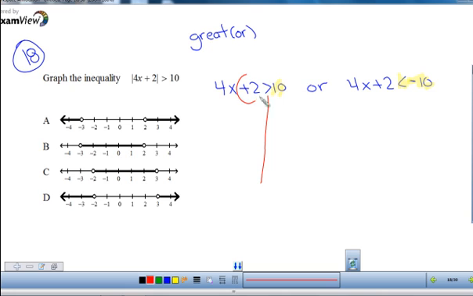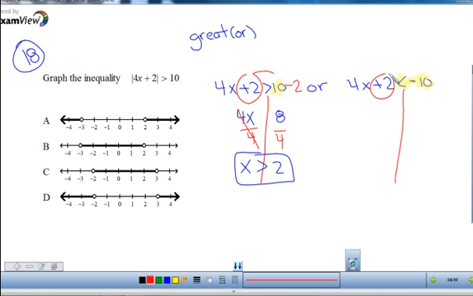So draw your line. So I'm going to subtract 2. 10 minus 2 is 8. Bring down the 4x. Divide by 4. So x is greater than 2. 8 divided by 4 is 2.